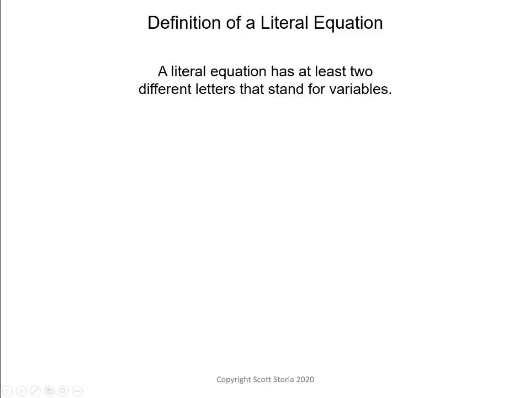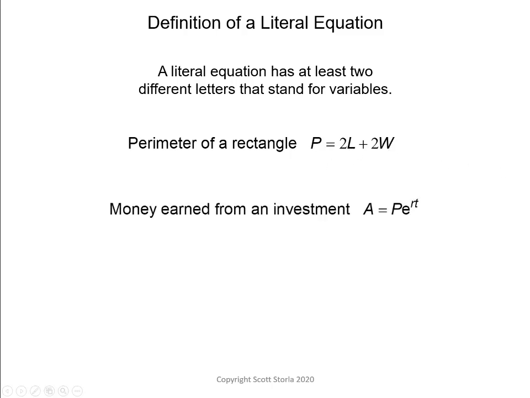So a literal equation is an equation that has at least two different letters that stand for variables. Here's an example of a literal equation. Most people have seen this. It's for the perimeter of a rectangle. And we have three letters here, P, L, and W, and they all stand for different variables: perimeter, length, and width.